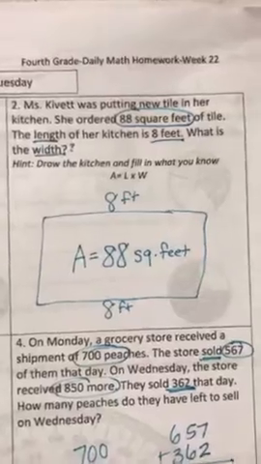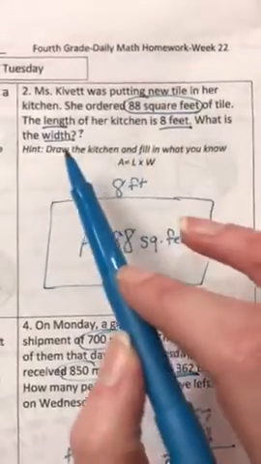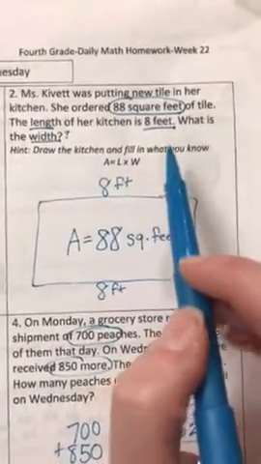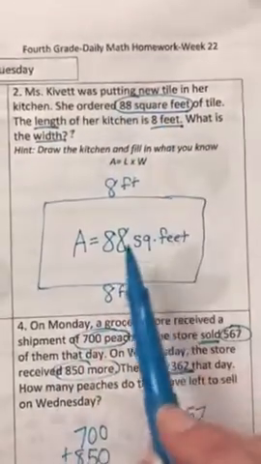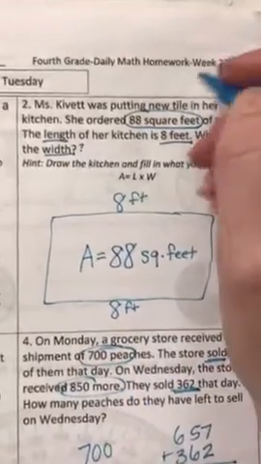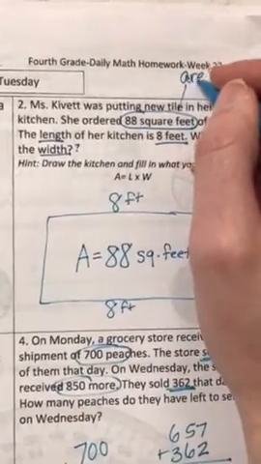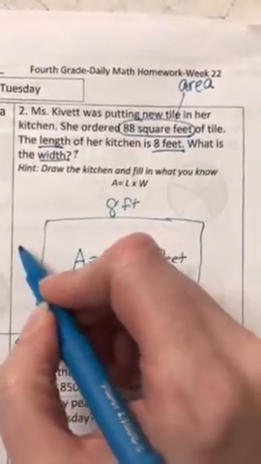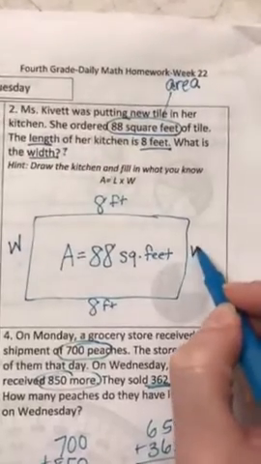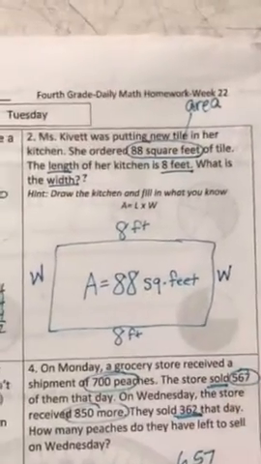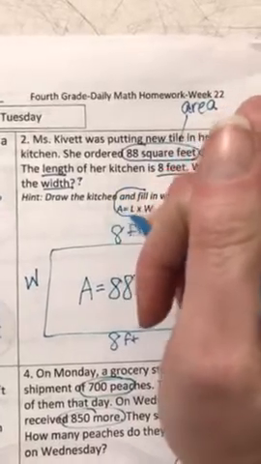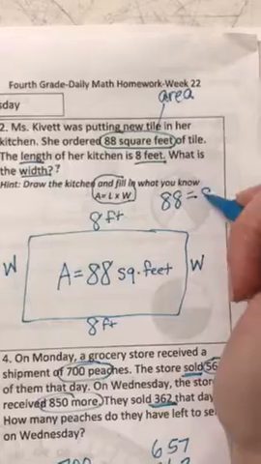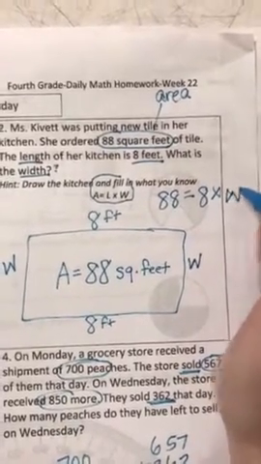On number 2, the first thing you should be doing is drawing the kitchen floor and filling in what you know. I know there's 88 square feet, and that is the area. What I also know is the length is 8. What I need to find out is the width. I'm going to call it W. It's going to be the same on both sides. You're just going to plug it into this equation. Area, 88, equals length, 8, times W.